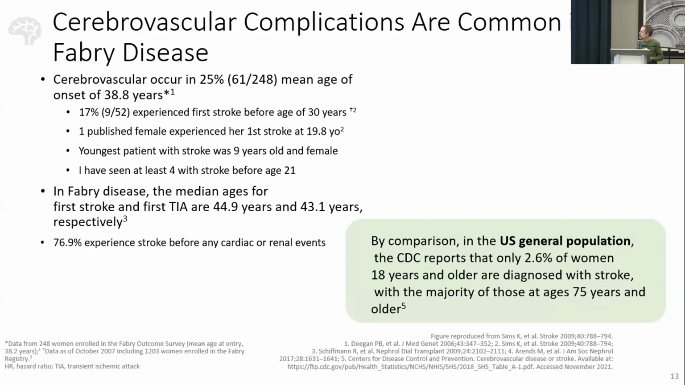This one is similar kinds of numbers, a different study. You will see that the numbers are not the same. I put this one in because it has the general population risk. So women over 18 years of age have a between 2 and 3% chance of having a stroke, with the average or the majority of those patients that have strokes were older than 75. Now, remember the numbers for the Fabry patients from the previous slide. That is a big difference.